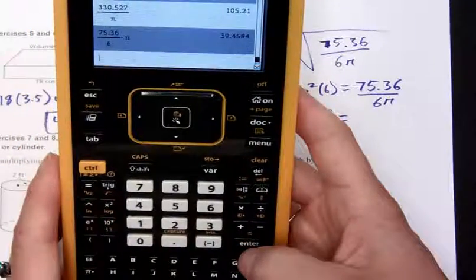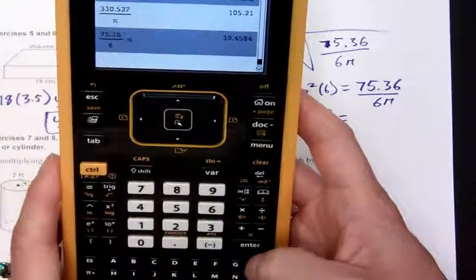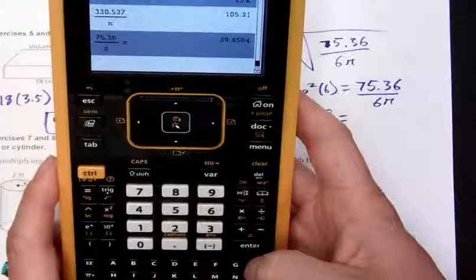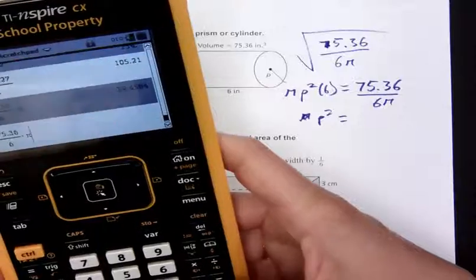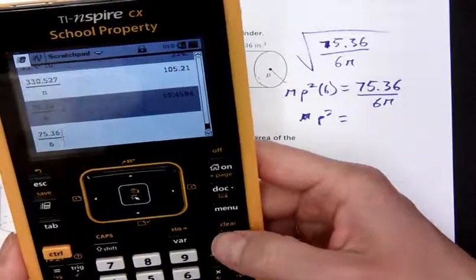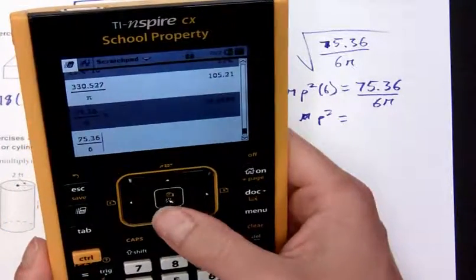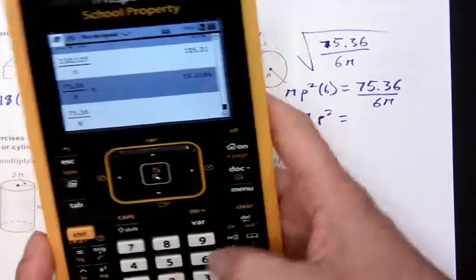I got 30. Wait, I don't know. I got 30. Oh, no. Why are you putting pi on it? I got the same. I did that wrong.